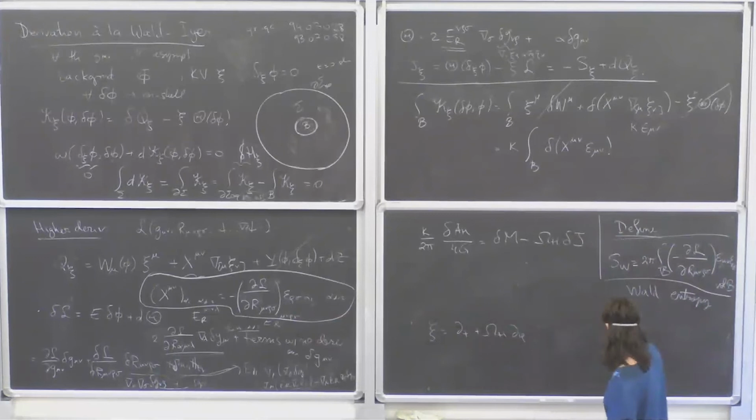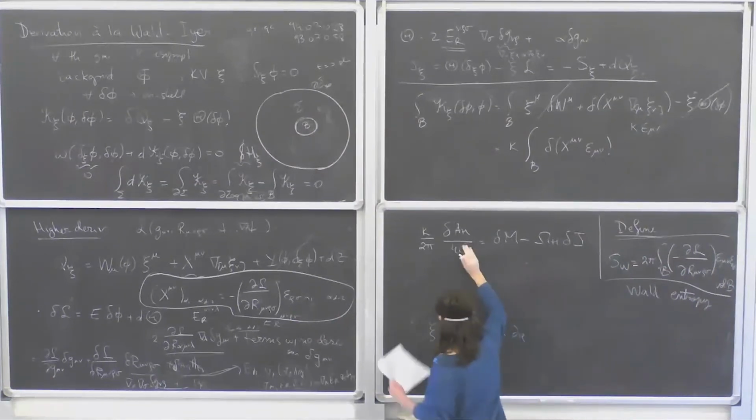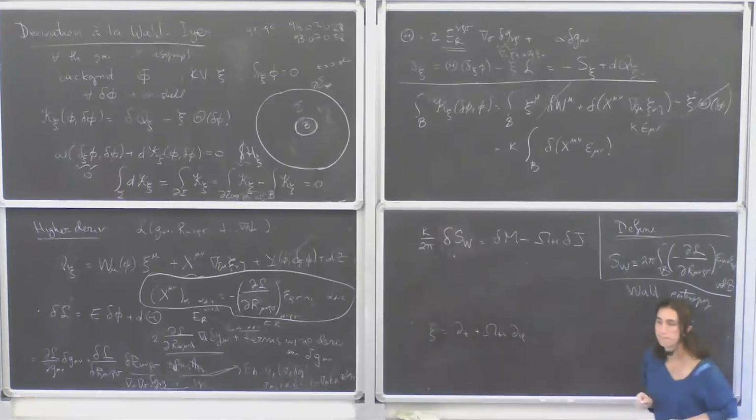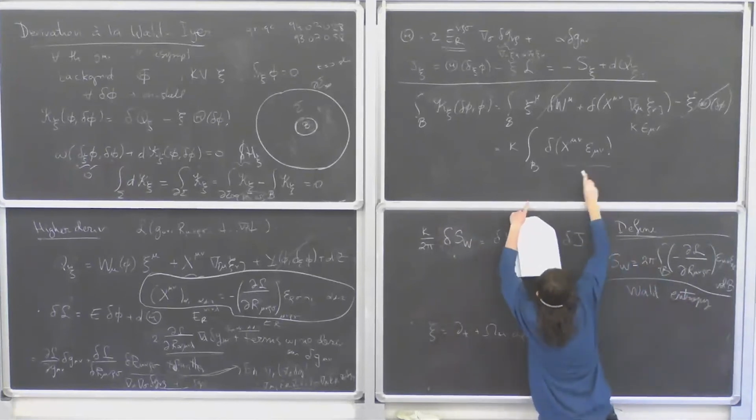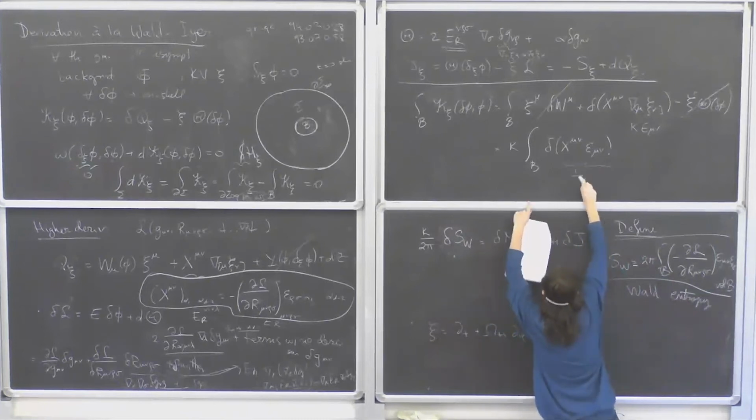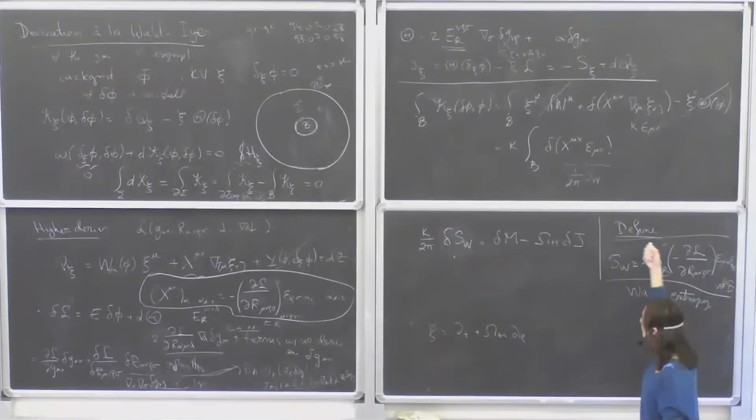And the point is that by construction, it has the property that delta m minus omega_H delta j is equal to k over 2 pi delta S_Wald. Okay, so basically I've said what I've done: 1 over 2 pi S, after putting in the integral, so I exchange the delta with the integral.